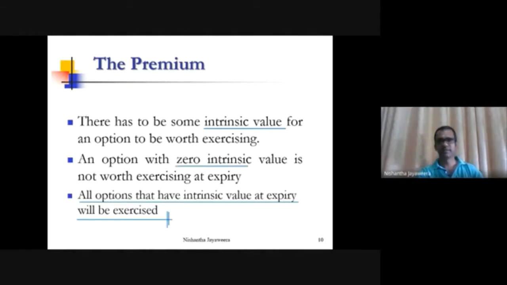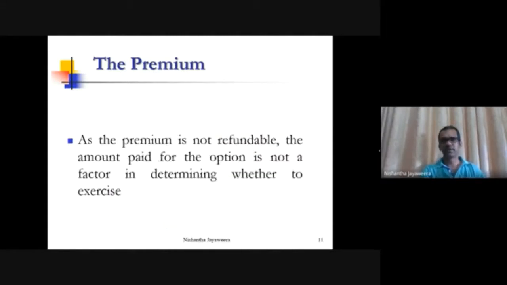But here, if the spot and strike are the same, zero intrinsic, whether you exercise it or not, there won't be any addition. But you should not exercise if it is on the other side. However, if the intrinsic value is positive, you should exercise your right.